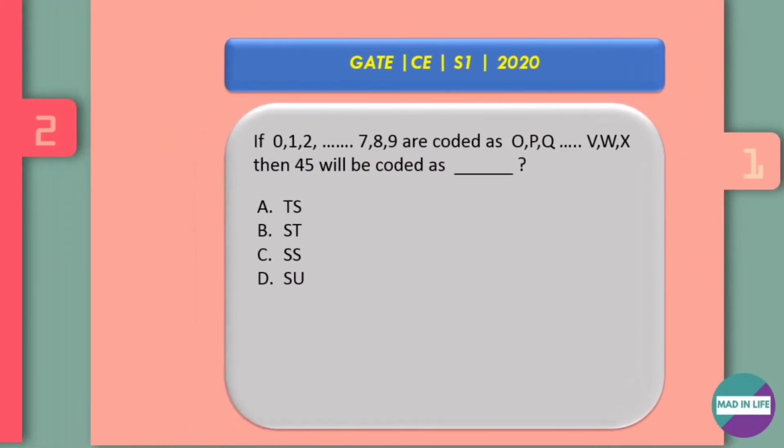Now let us see the first problem. This problem appeared in Civil Engineering, session number 1, 2020. It is saying if 0, 1, 2 are coded as OPQ, VWX, then 45 will be coded as what? Now I know the letter O is at 15, so plus 15, 16, 1 plus 15, 17, 2 plus 15, so this is checked, plus 15. X, that is 24, how 24? 4 sides were there, 24.